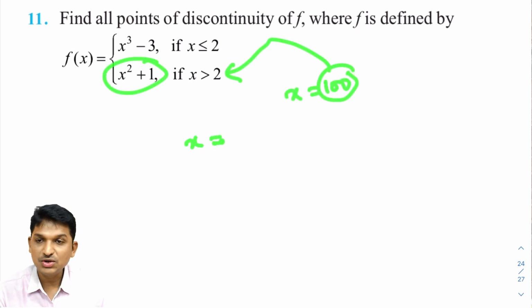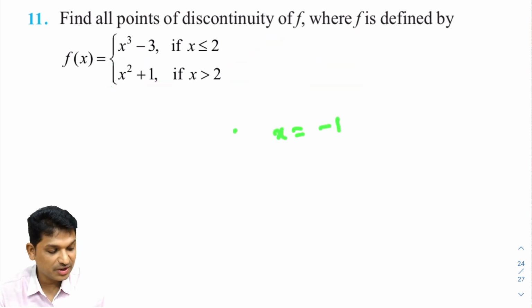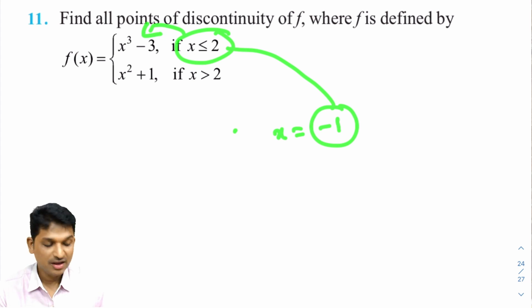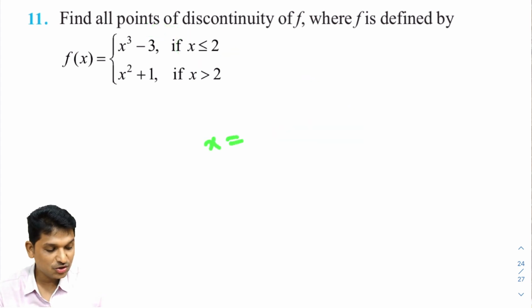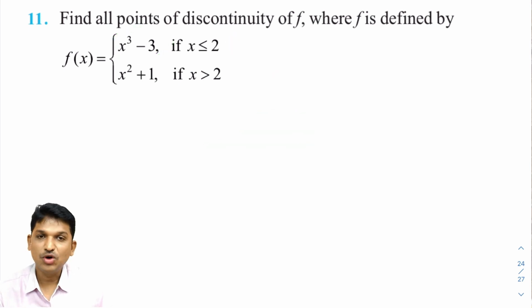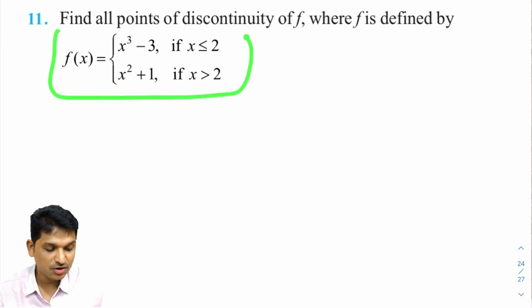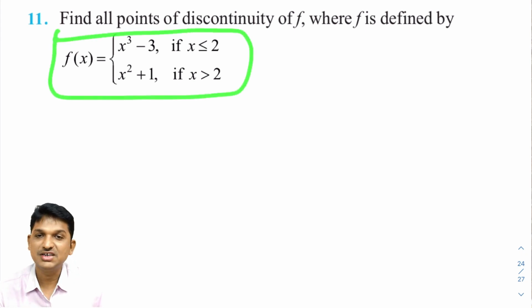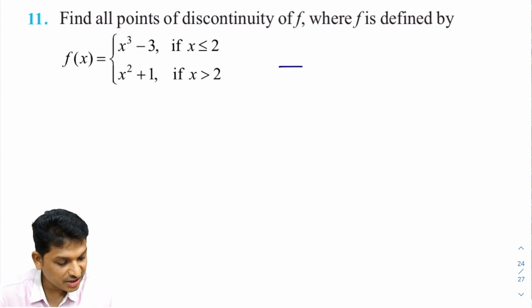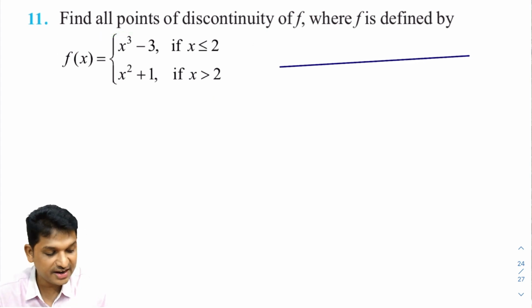Suppose x equal to minus 1. Then which function to choose? Minus 1 is less than 2, so we need to choose this function, x cube minus 3. Suppose x equal to minus 4, which is less than 2, so we need to choose this first function. What is the domain of this function? The domain is all real numbers, right? So I need to check the continuity of the function on all real numbers.